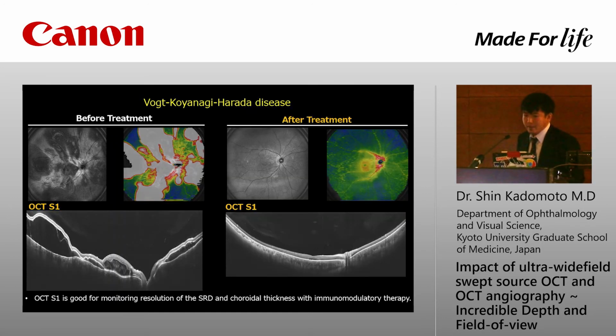After steroid therapy, OCT and the color thickness map show significant resolution of choroidal thickness and SRD. OCT S1 is good for monitoring resolution of the serous retinal detachment and the choroidal thickness with corticosteroid or immunomodulatory therapy.